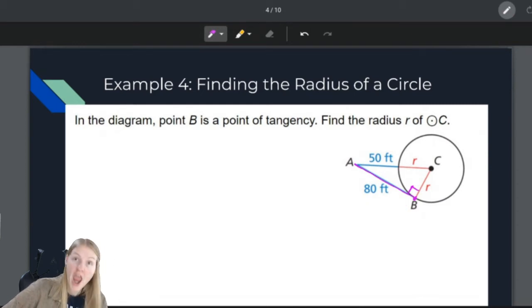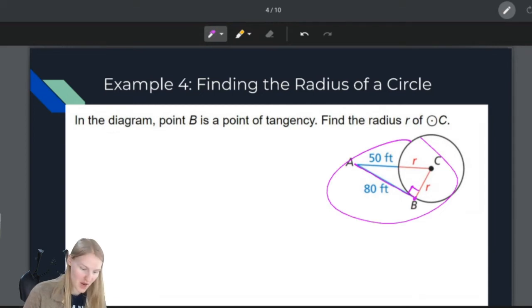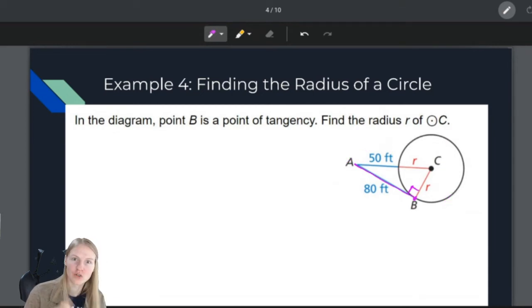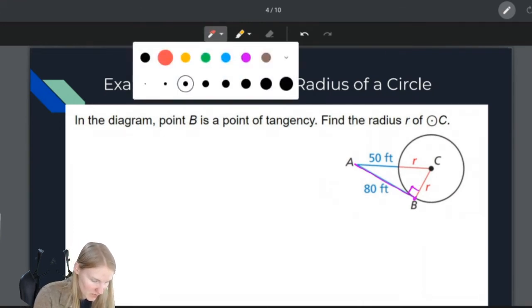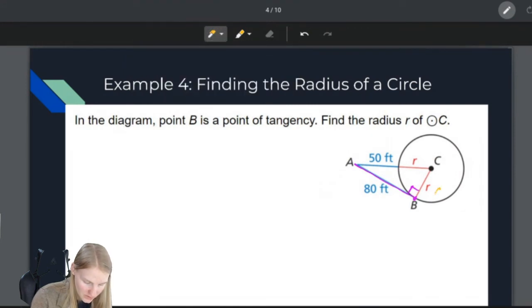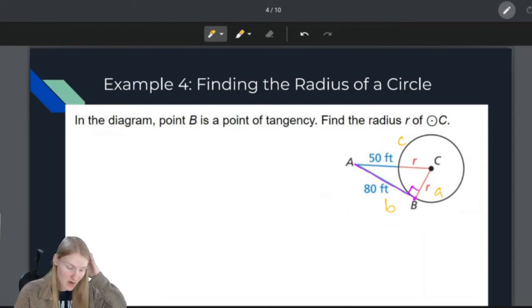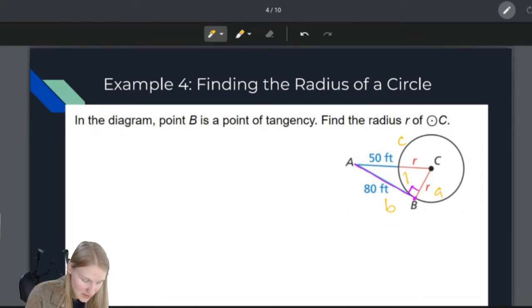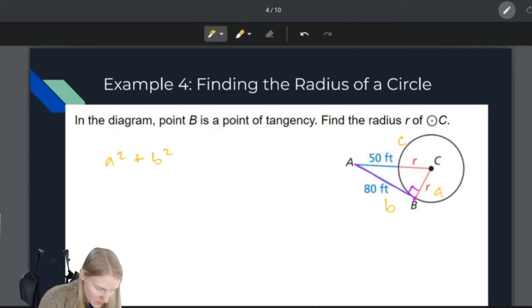Okay. Hey! That makes this a right triangle! If we have a right triangle, we can use the Pythagorean theorem. Let's see, we'll call this A, this B, and this C. Doesn't matter which one A and B are, but what does matter is that C is opposite the right angle. And now we have A squared plus B squared equals C squared.